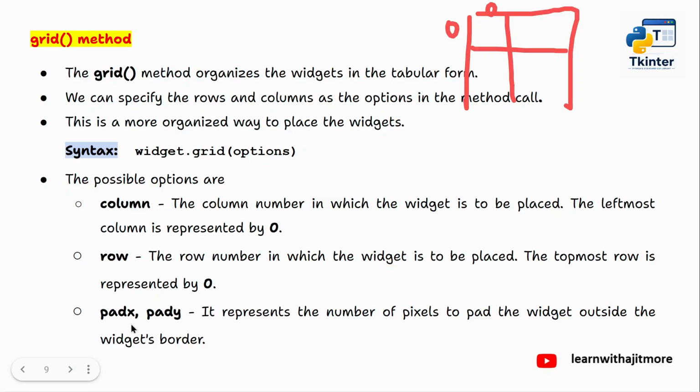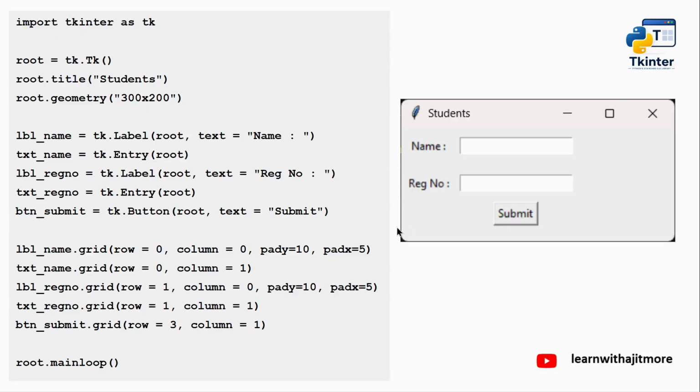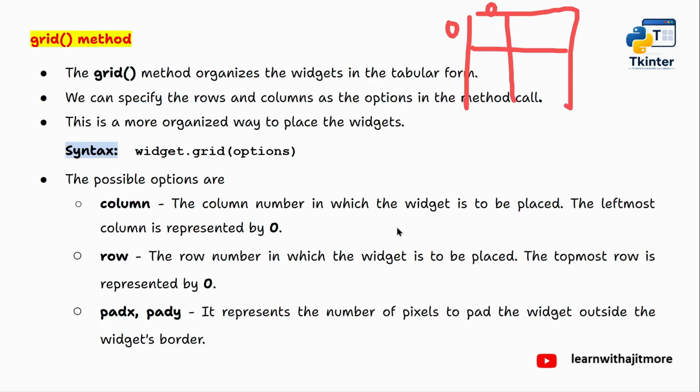And then we have spacing, pad x, pad y. The spacing between one column and second column, this is pad x, and one row and next row, that is called pad y. Okay? So it represents the number of pixels to pad the widget outside the widget's boundary. Getting? So in short, horizontal, when two widgets are there, that is pad x. Vertical, two widgets, that is pad y. Okay. And just a simple example I have taken here.